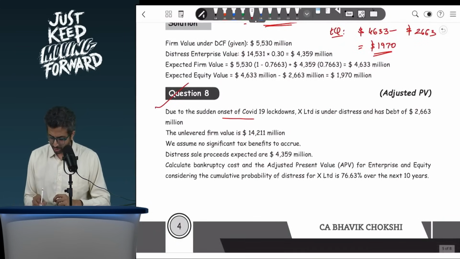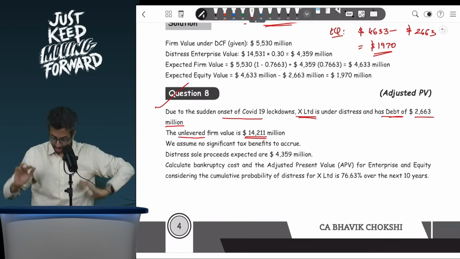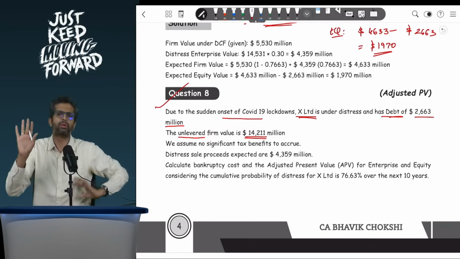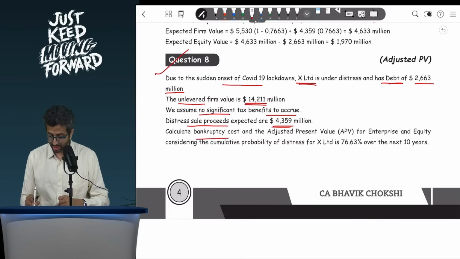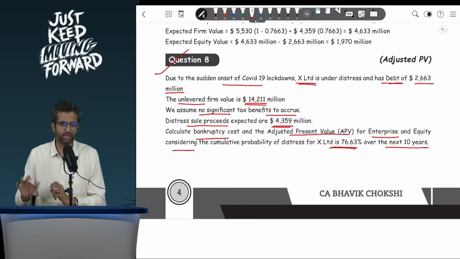Now, due to the sudden onset of COVID-19 lockdowns, again X is under distress and has a debt of 2663 million. Same. The unlevered firm value is given to you as 14,211, which is a firm value, like an enterprise value. Just that the word used is unlevered firm value, we are keeping the same word. So if something like this comes in a small MCQ, you should not be baffled. You say, okay, this is your same enterprise value. We assume no significant tax benefits to accrue. The distress sale proceeds are expected to be 4359 million. Some different value is given. Compute the bankruptcy cost and adjusted present value for enterprise and equity, considering the cumulative probability of distress over the next 10 years is 76.63%. Almost similar numbers we have kept.